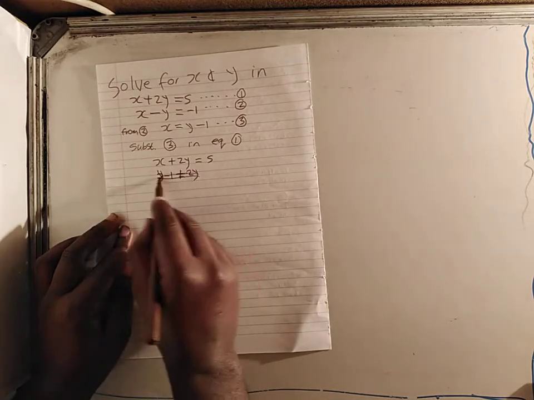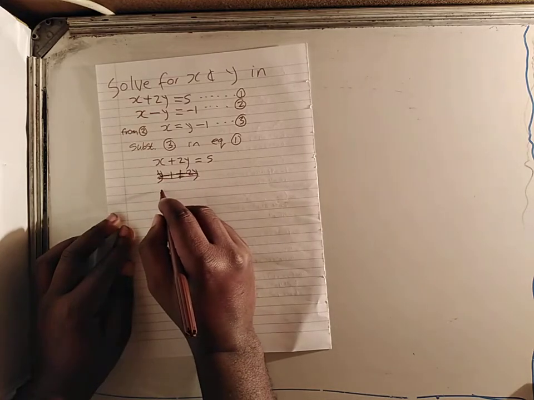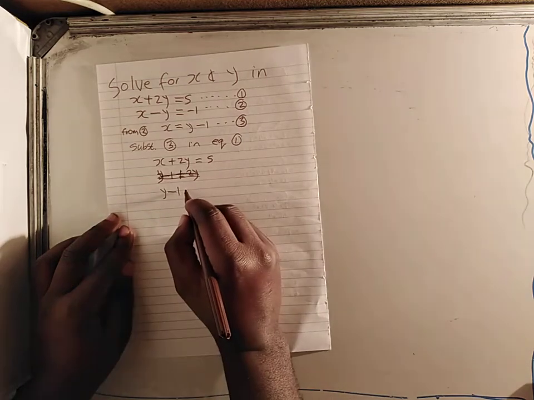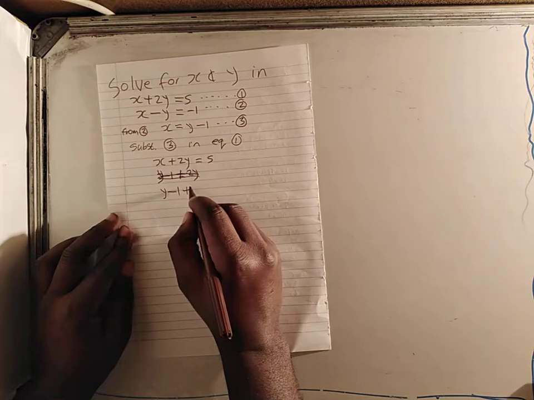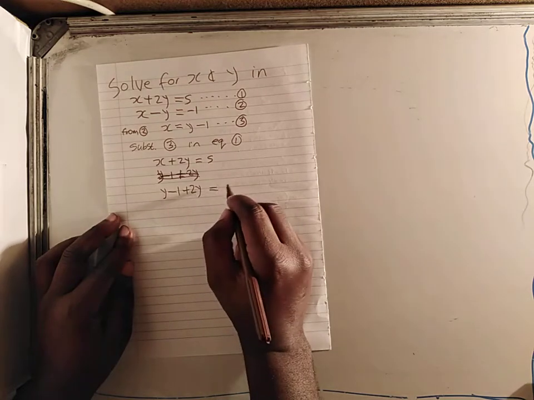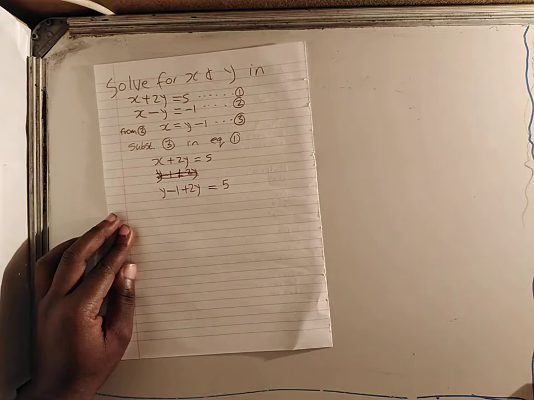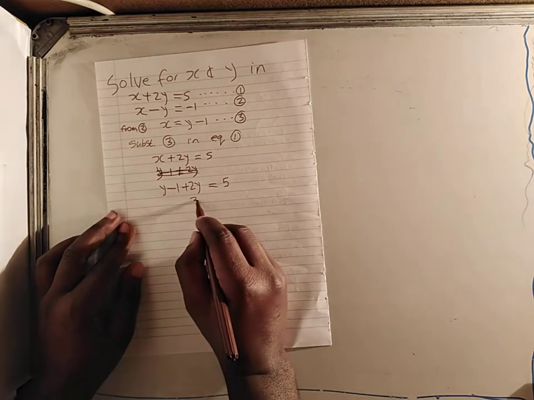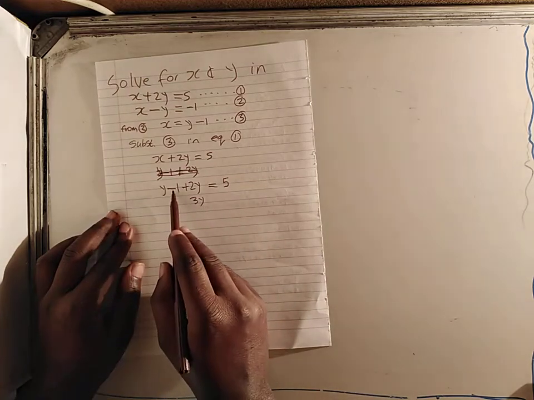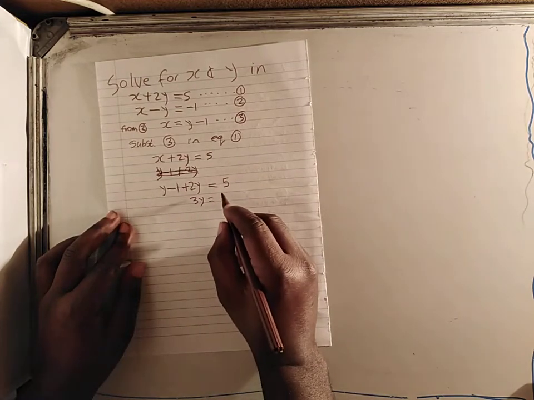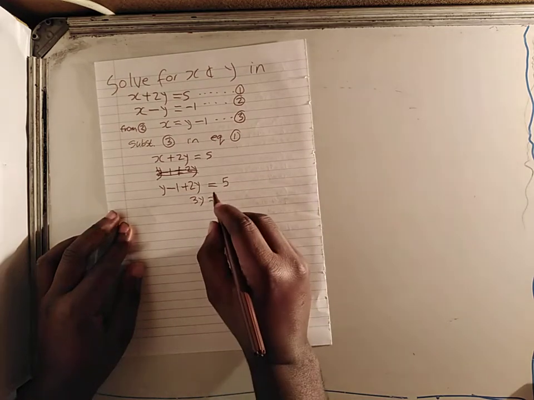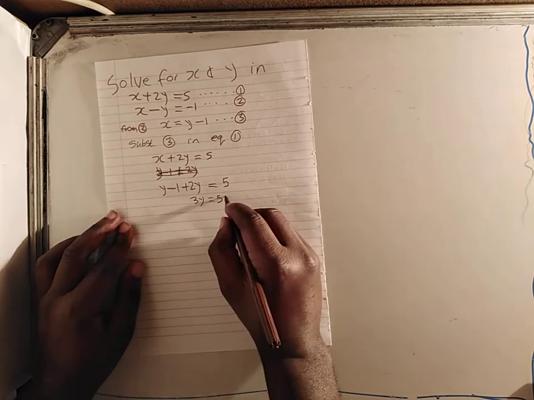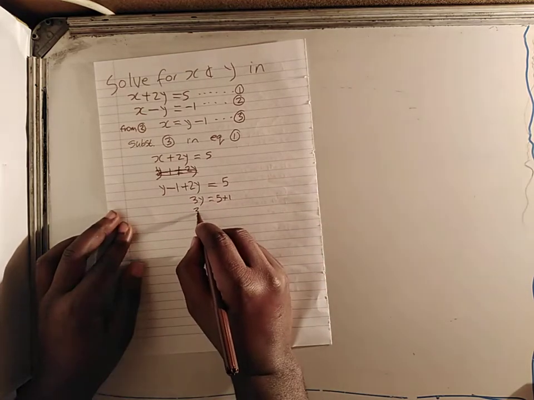Okay, let me write it properly. So it's going to be y minus 1, plus 2y, is equal to 5. Now from here, y plus 2y is 3y. And when you take this 1 to the other side, it's going to be 5 plus 1. So you end up with 3y.